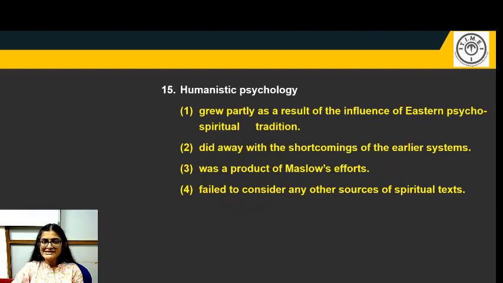And the last question, humanistic psychology grew partly as a result of the influence of Eastern psycho-spiritual tradition. Yes, it is mentioned in the passage. Did away with the shortcomings of the earlier systems. Did away means it completely removed. No, it came in response to the shortcomings of the earlier systems. It was a product of Maslow's efforts. No, Maslow was one of the people who practiced this. Failed to consider any other sources of spiritual text. That is not mentioned. Spirituality is not mentioned.